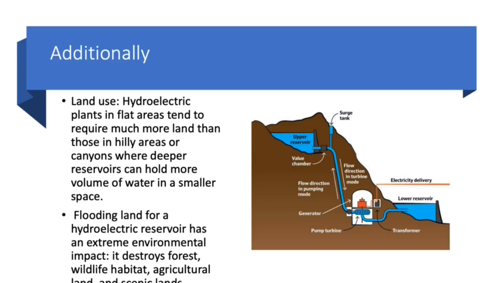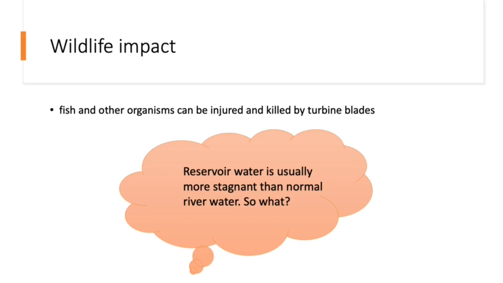Additionally, there are some concerns. Land use. Hydroelectric plants in flat areas tend to require much more land than those in hilly areas or canyons, where the deeper reservoirs can hold more volume in smaller area. Flooding land for hydroelectric reservoir has an extreme environmental impact, including destroying forest wildlife habitat and agricultural land. Fish and other organisms can be injured and killed by the turbine blades.